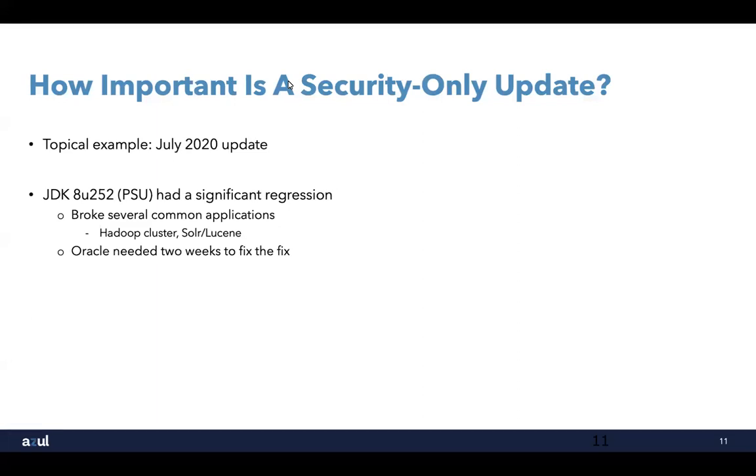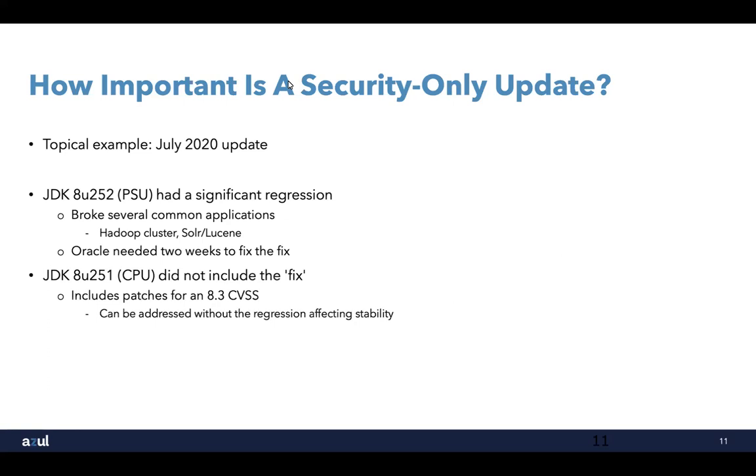And what that update included was this change which had an impact on some fairly major pieces of software, specifically Hadoop Cluster, Solr, and Lucene. Because of the change that had been made to address that bug, that then meant that those pieces of software wouldn't work in the way they were expected to. In fact, they wouldn't even start up with that bug fix included. It took Oracle 2 weeks to resolve that, to fix the fix, and then include it in a new update, update 255, I believe it was.